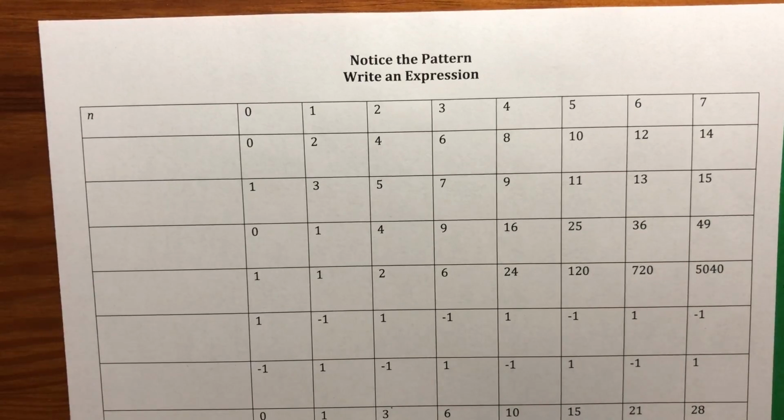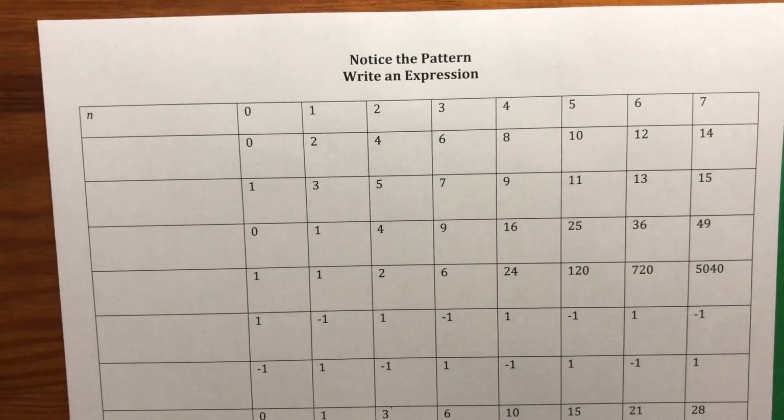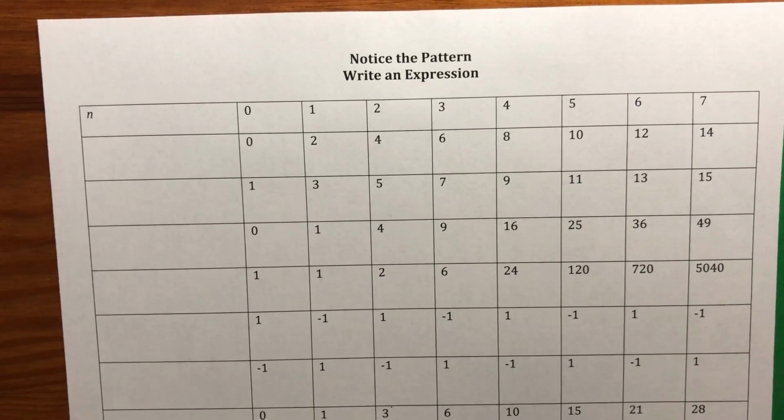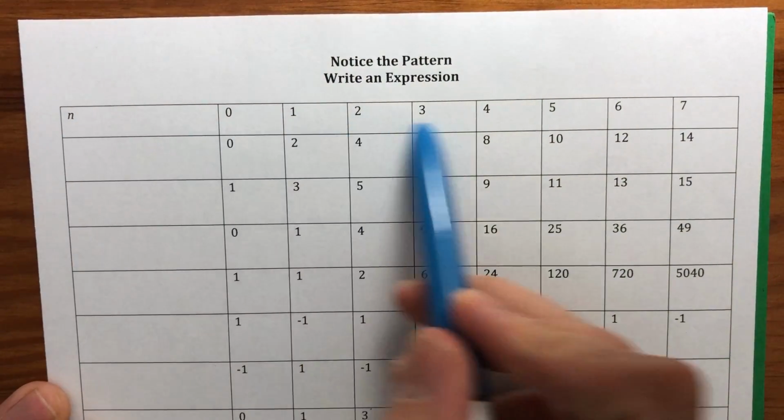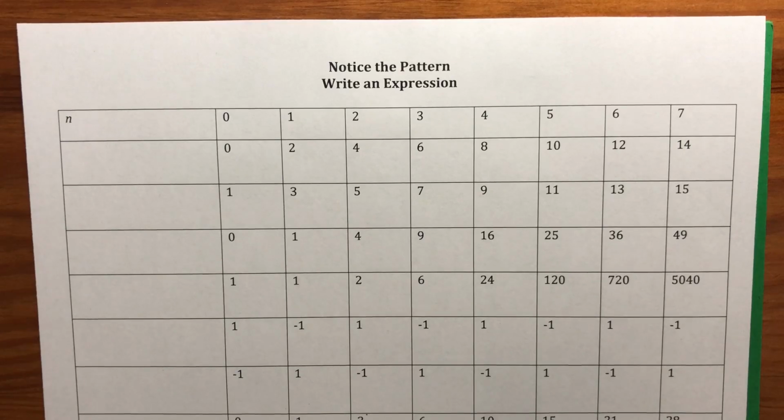Don't you love it when the title of the lesson is the directions? So let's notice the pattern and write an expression. This is going to lay the groundwork for the next lesson, when we deal with Taylor series a lot more in depth than we had previously. So n is going to start with 0, 1, 2, 3, 4, 5, 6, 7, 8, 9, 10, infinity, whatever.